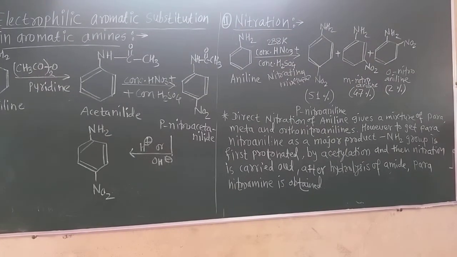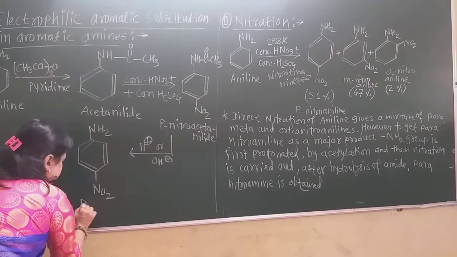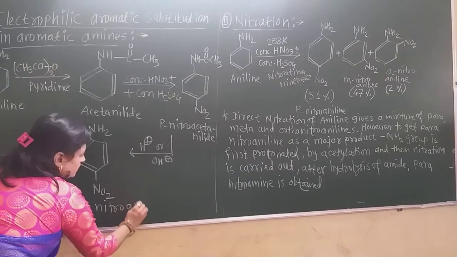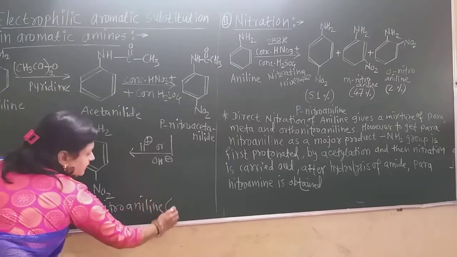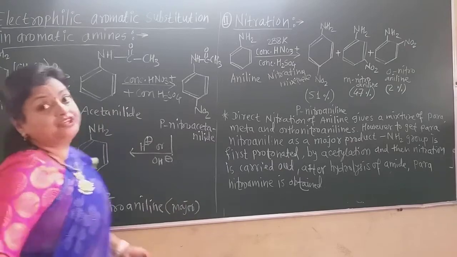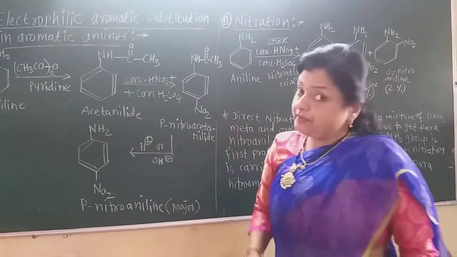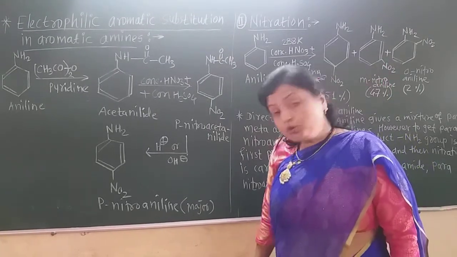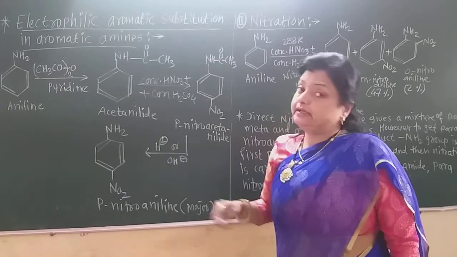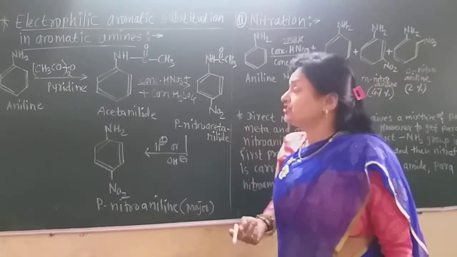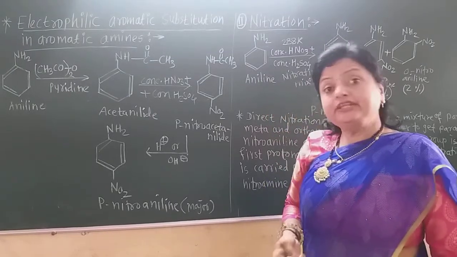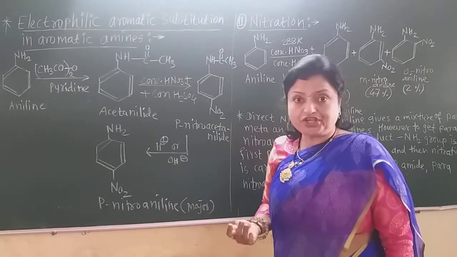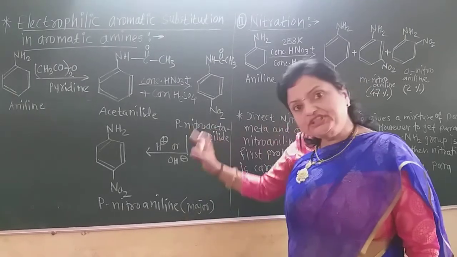Now see how there is formation of only the para-nitroaniline. So to obtain the para-nitroaniline as the major product, that is maximum product as the para-nitroaniline, what do we have to do first? This is very important. In examination they may ask the question, how is para-nitroaniline obtained as the major product after nitration of aniline? Then you must write down this reaction.